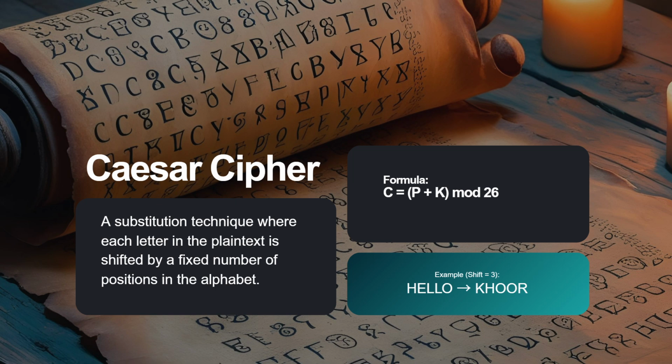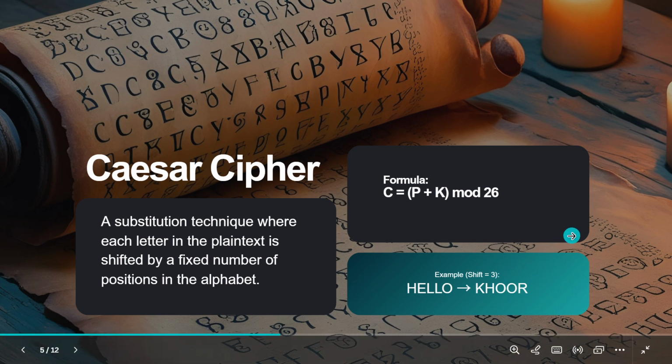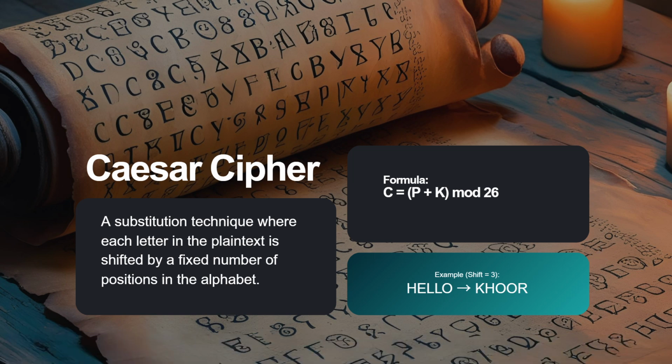We have the Caesar cipher, one of the simplest and most well-known substitution ciphers. Its formula is C equals (P plus K) mod 26, where C is the cipher text, P is the plain text, and K is the shifting key, right? Let's say the shift is 3, then hello becomes KHOOR; H becomes K, E becomes H, and so on, right?